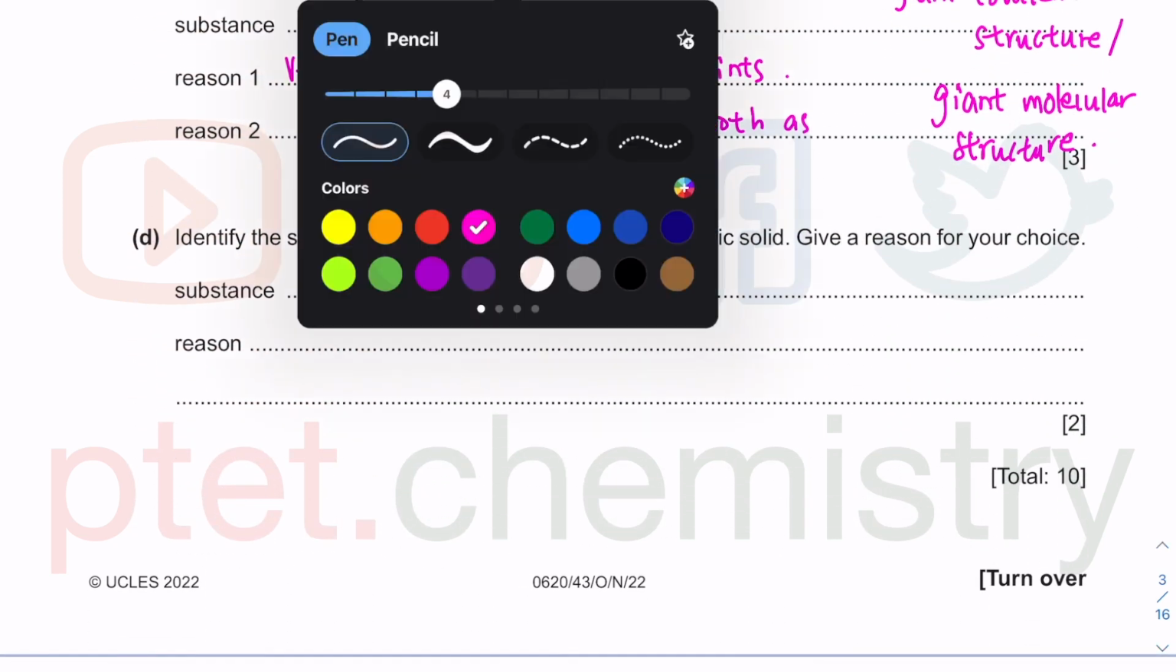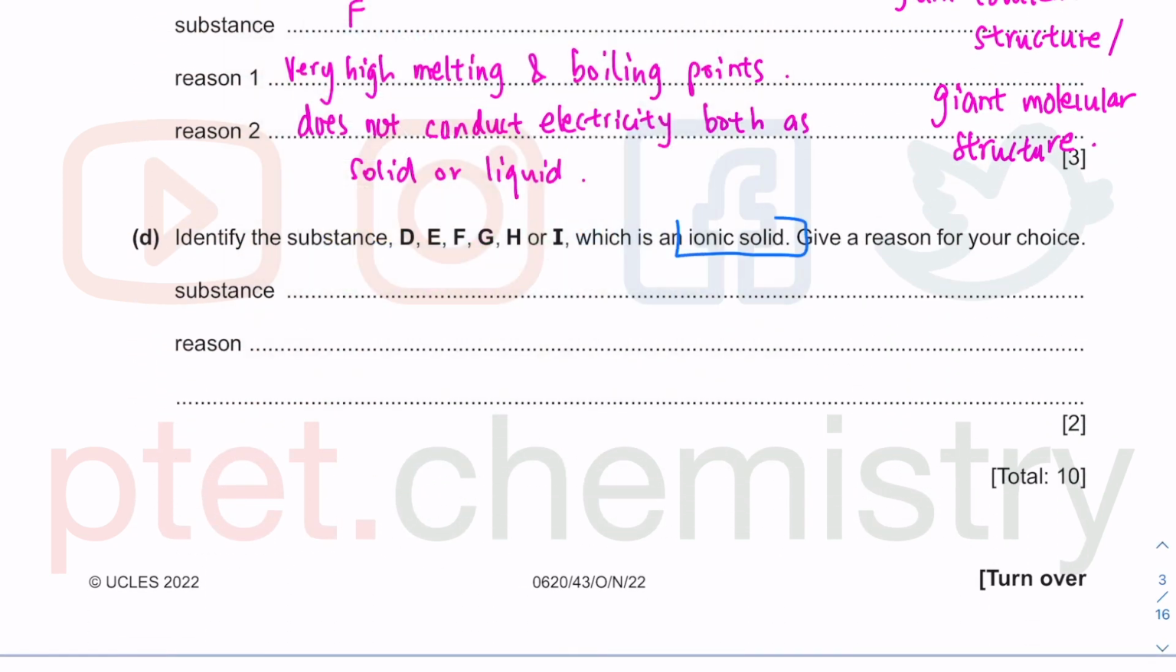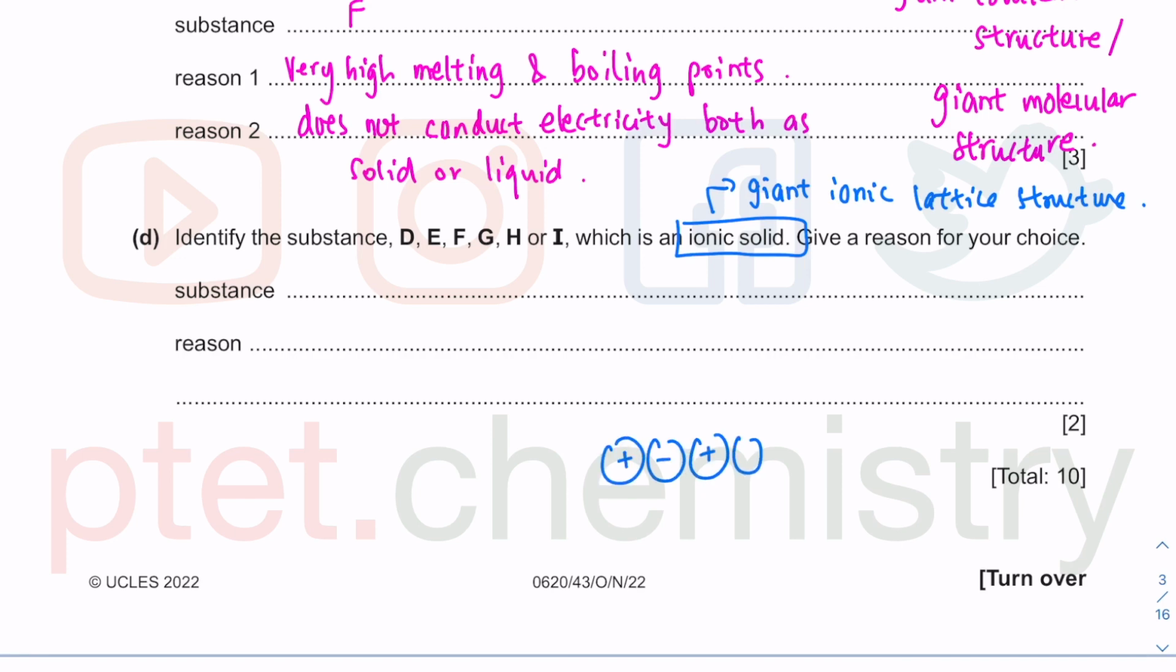Last but not least, we're looking at something which is an ionic solid. So ionic solid means it has a giant ionic lattice structure. How does a giant ionic lattice structure look? You're supposed to be able to describe it as the syllabus says. It consists of alternating cations and anions. So this is part of a giant structure. In front, at the back, top, bottom, left, right, in a three-dimensional giant ionic lattice structure there.